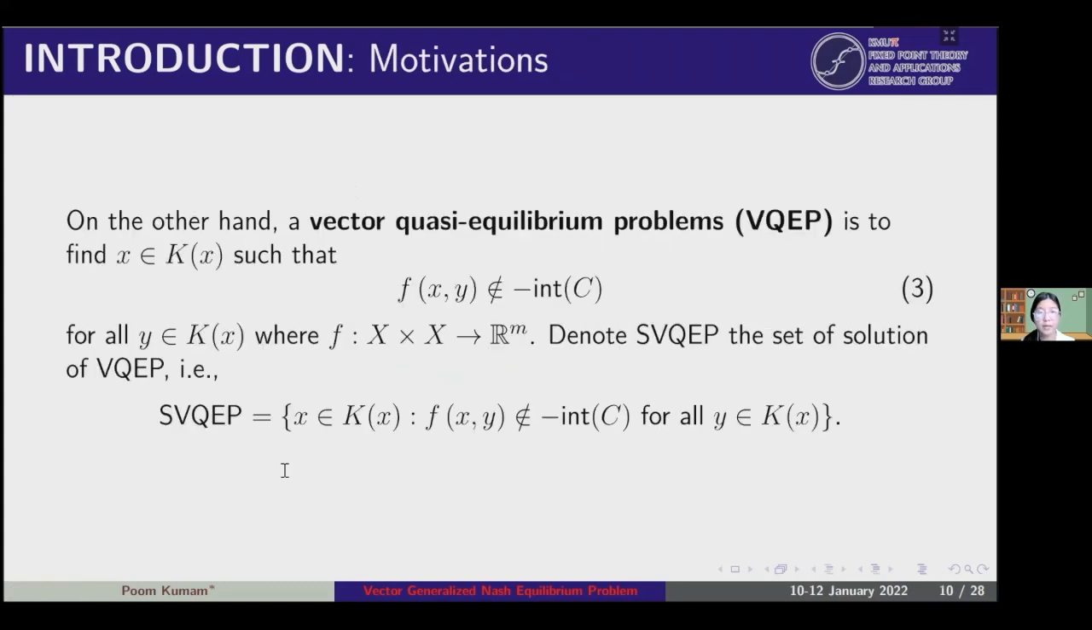On the other hand, the vector quasi-equilibrium problem is the problem that we study. It is to find X such that f of X and Y does not belong to the minus interior of cone C for all Y in the set-valued mapping K of X, where f is the bifunction. We denote the set of solutions of this problem by this set.